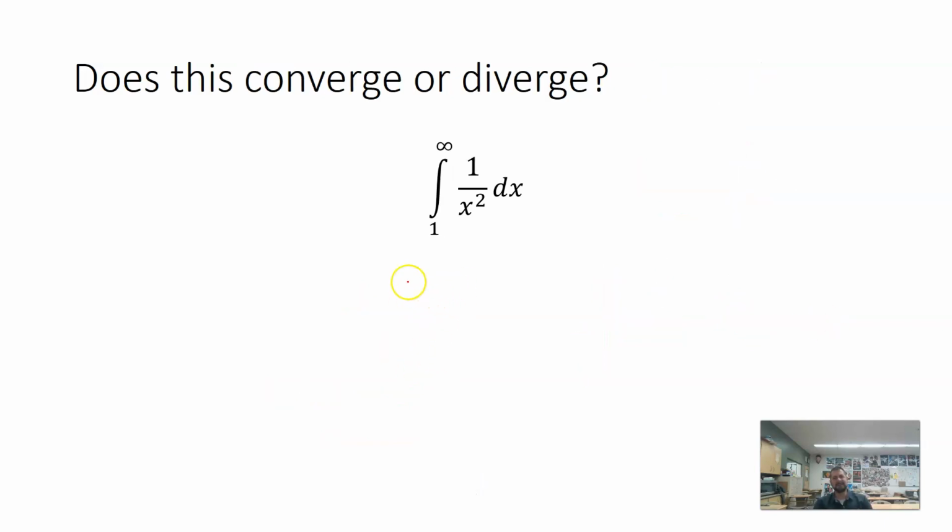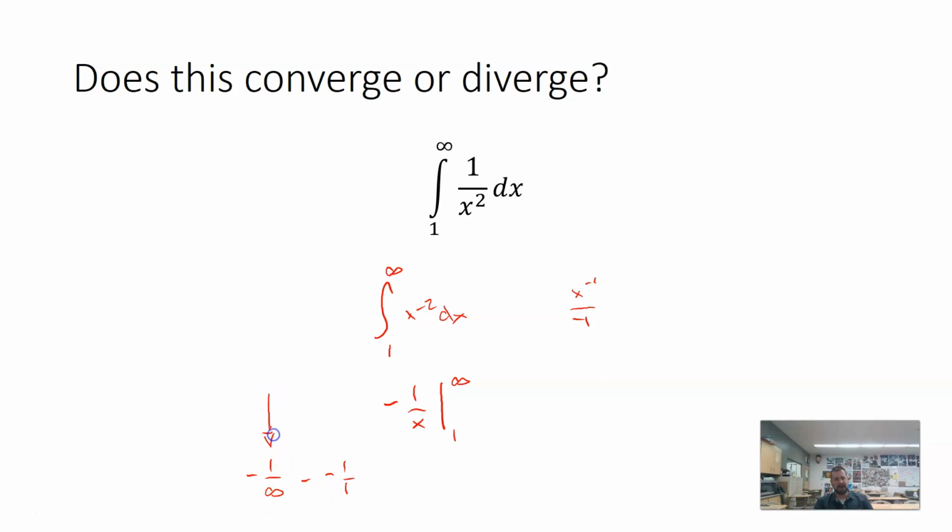So now if I was to look at this one, we go back to our original equation that we were looking at. I would make this x to the negative 2. I take the antiderivative of that, and I get negative 1 over x, because it's x to the negative 1 divided by negative 1, and then I just kind of evaluate it from there. Well, if I look at this one, I plug in infinity and 1, I get negative 1 divided by infinity minus negative 1 divided by 1.